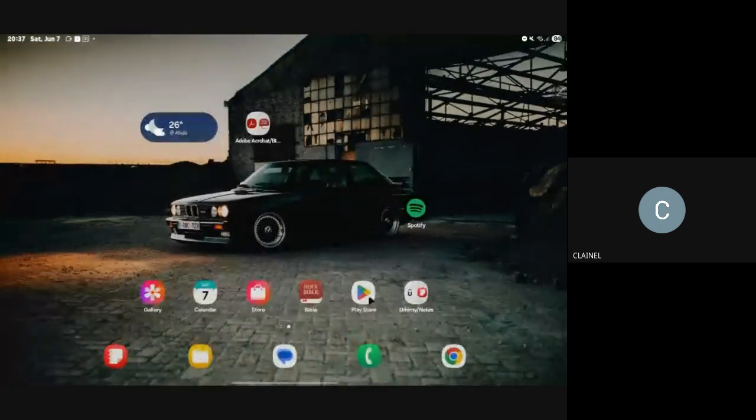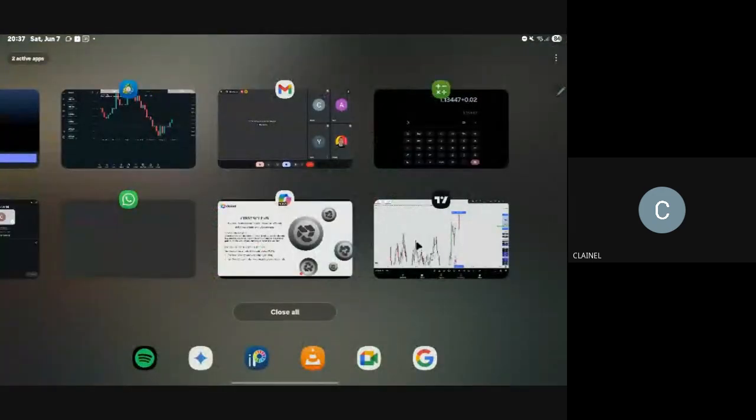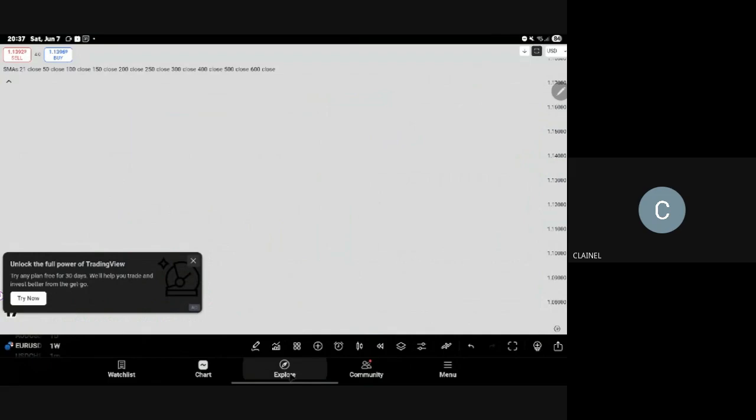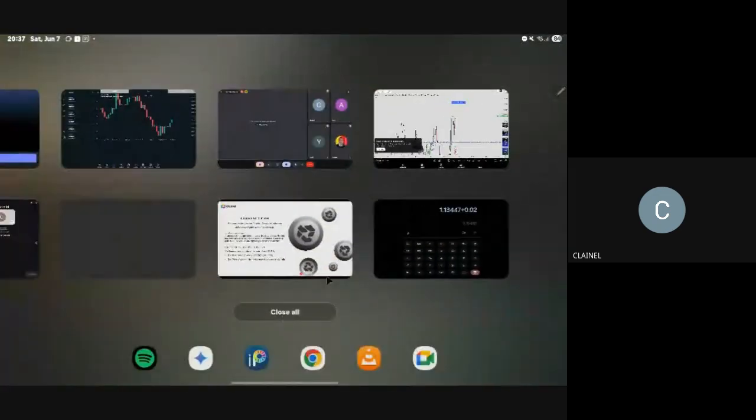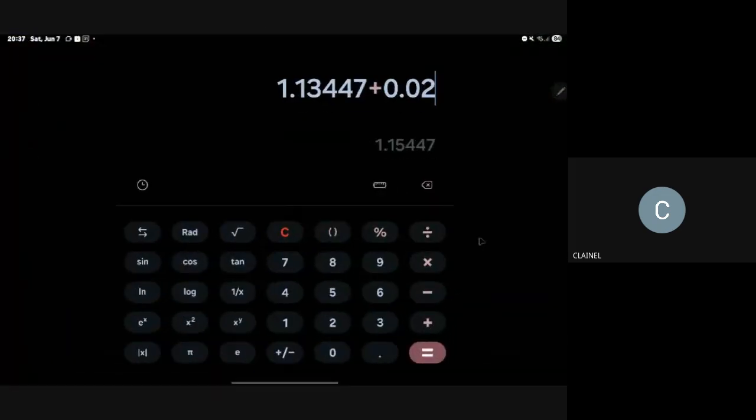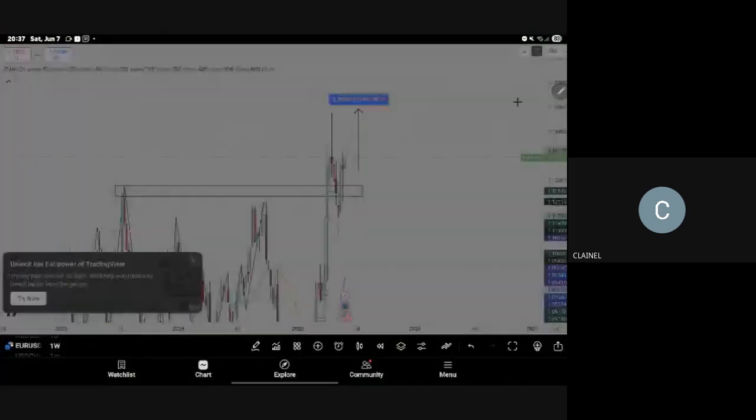That was three decimal places. Sorry, let me get that again. 247.2, 2472. So we got 1.15919, and that is exactly the price.